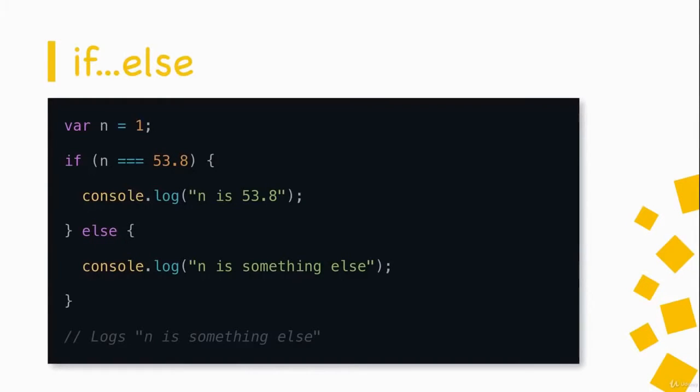However, if n was equal to 53.8, what would happen then? Well, then the if condition would return true, and if the condition is true, then the else block won't actually get executed. So it's either the if block or the else block. Both of them don't get executed at once. If the condition is true, the if block gets executed, otherwise it's the else block. And that's how conditionals work.